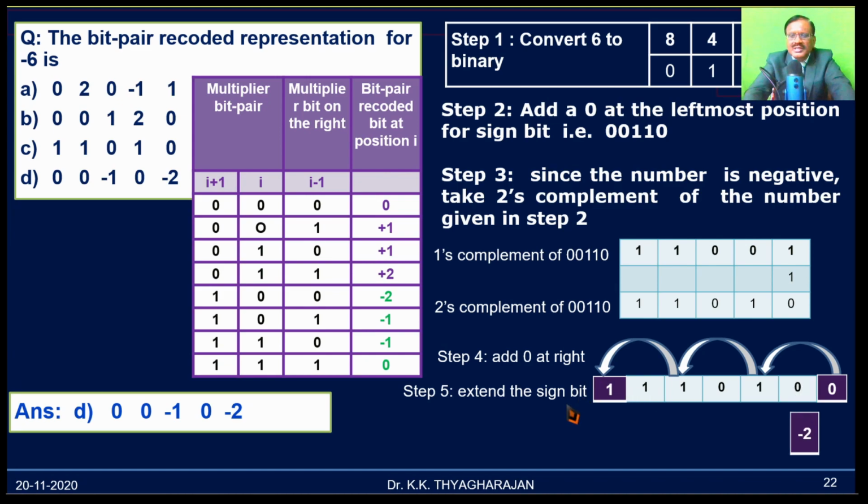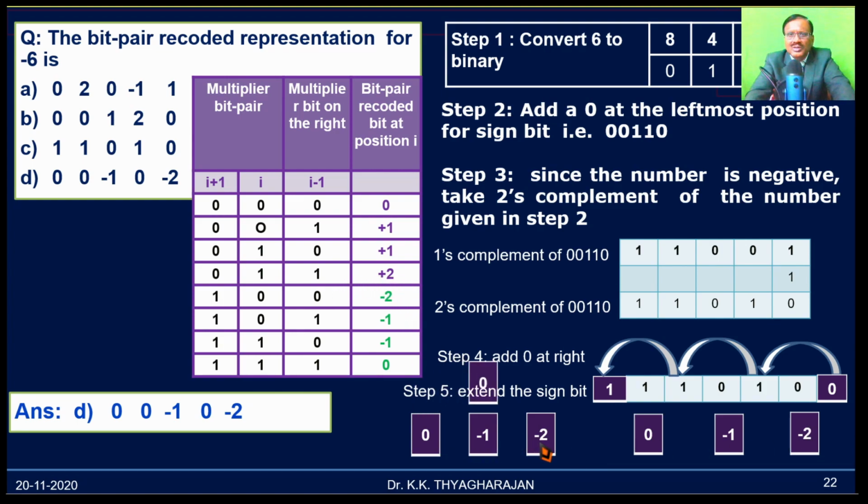Then the next one is 101. 101 is -1, and that value should be put at this place. That means you have to leave 1 bit position. Then the next one is 111, recoded as 0. So the recoded values are 0, -1, -2, but in between there is a gap. You have to put 0 here. I have brought this 0, -1, -2 here, and you put 0 like this.